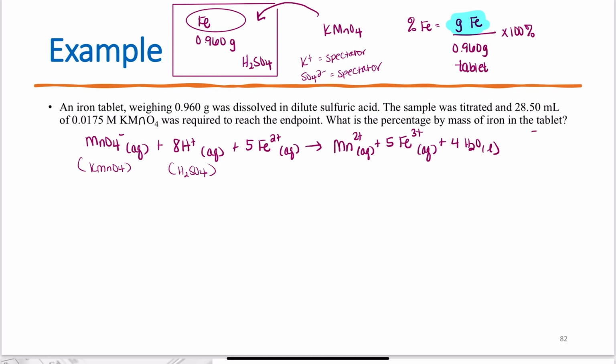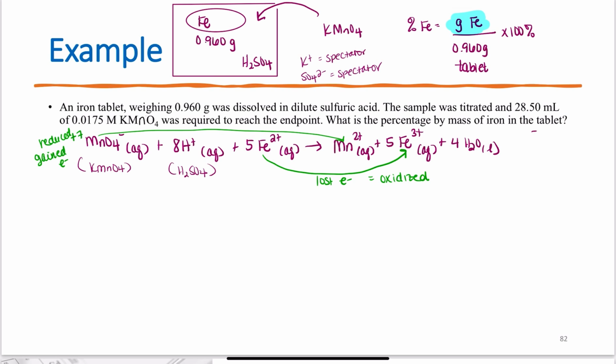If I look at this, I see the iron is going from +2 to +3. It has lost an electron. It's being oxidized. If I look at the oxygen, it's -2 on both sides, hydrogen is +1 on both sides, but the manganese here is +7 to +2. The manganese is reduced. It gained electrons. That's what makes this a redox titration.